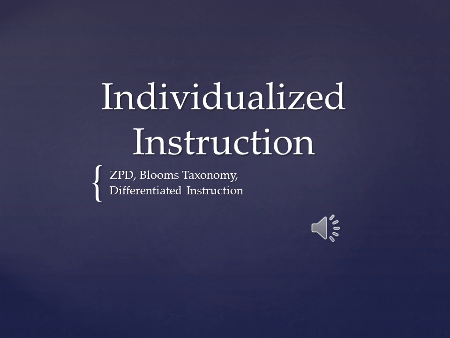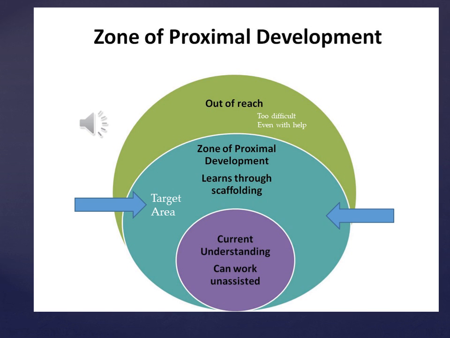Right now, we're going to be looking at 3 different ways and things that we need to think about in order to individualize our instruction to best meet those needs. The first theory that all educators need to be very familiar with is the zone of proximal development, also known as ZPD. The zone of proximal development is the area where learning actually takes place.